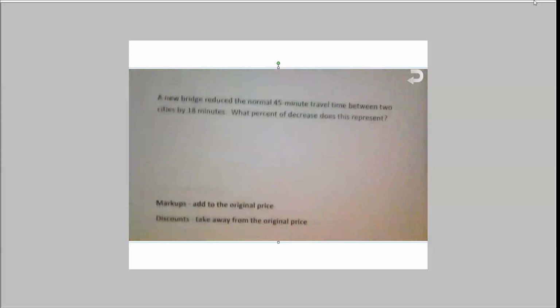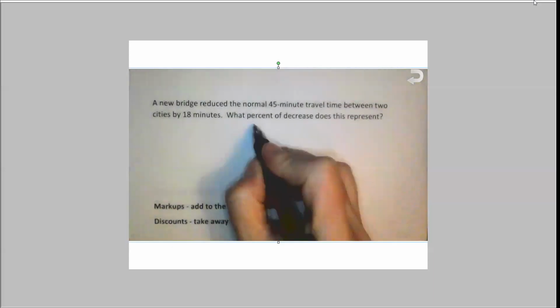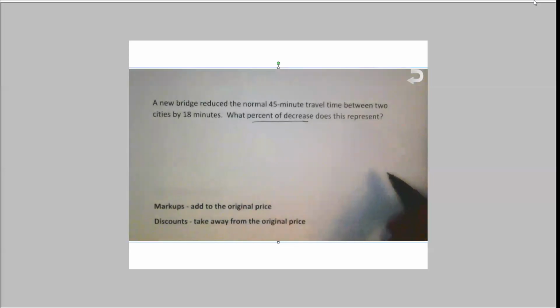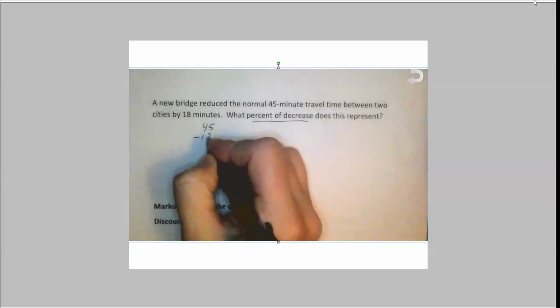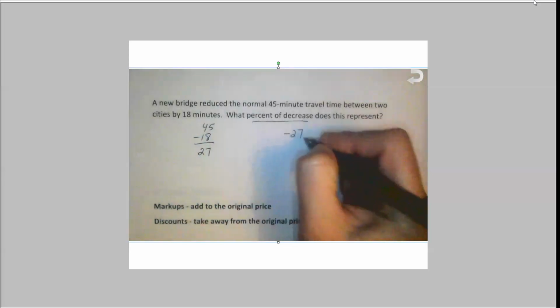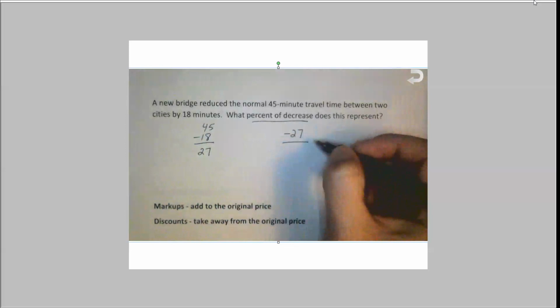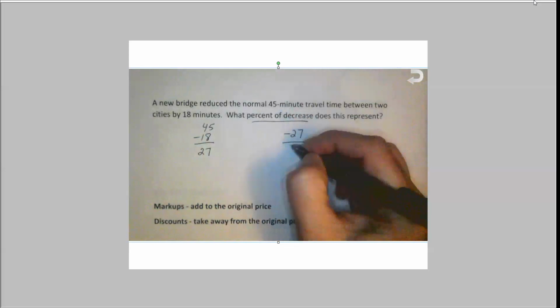Okay, next example, similar to that. We have a new bridge that reduced the normal 45-minute travel time between 2 cities by 18 minutes. What percent of decrease does this represent? So this time, the time has gone down, it's decreased. So we want to find that amount of decrease. So 45 minus 18 is 27. That actually decreased 27 minutes. And we put that number over the original amount. Originally, that time was 45 minutes.